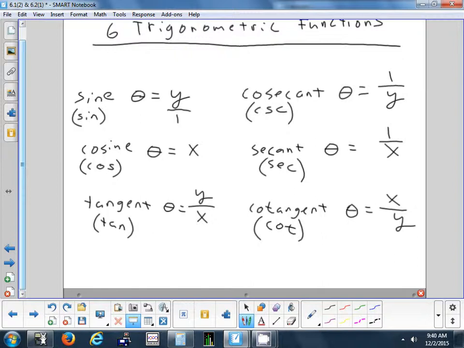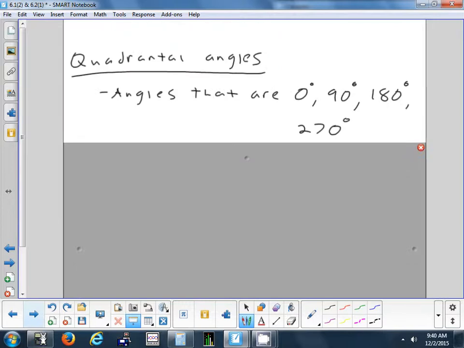Does everybody have those 6 definitions? That's all we need for what we're going to do. These angles have a special name, so now's probably a good time to mention that. If you have an angle that's 0, 90, 180, or 270, it lands right on an axis. You saw that in the homework. And it's called a quadrantal angle. So if you see the word quadrantal angle, it just means it's 0, 90, 180, or 270.